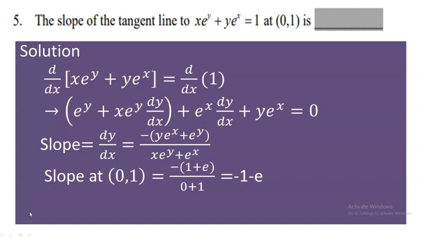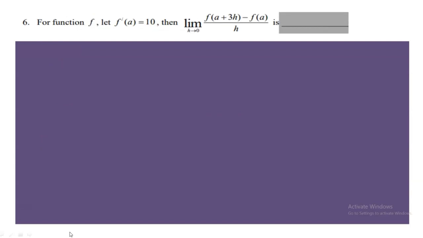So dear students, now you see you can obtain the final answer to be -1 minus e. Therefore, the slope at this particular point, at the point (0, 1), is going to be -1 minus e. That is good. Now proceeding to the next one, we have another question, question number 6, and that is about the derivative question.